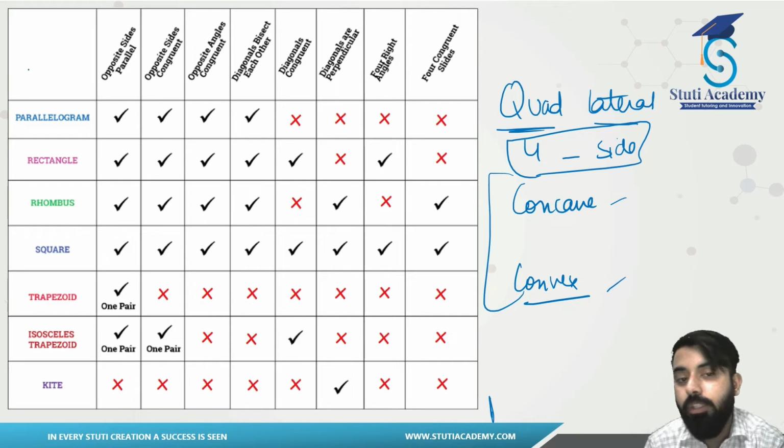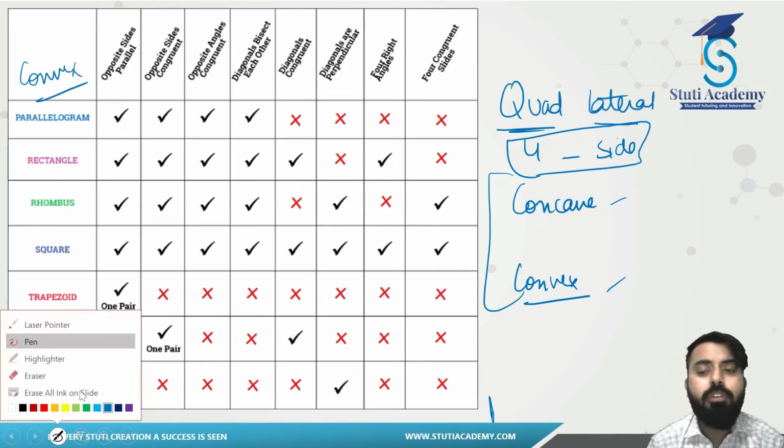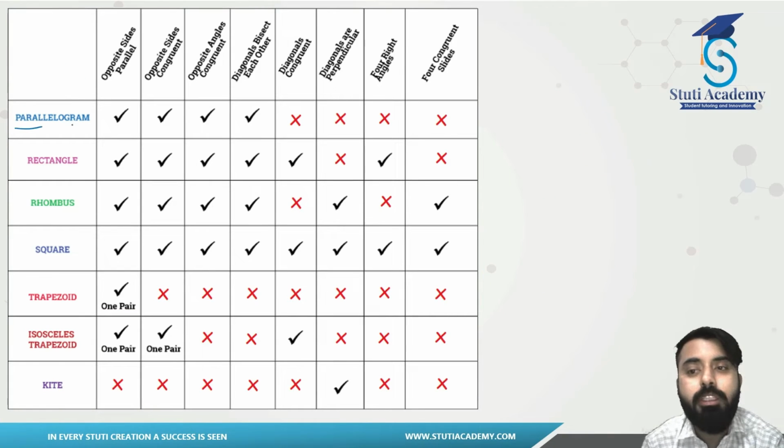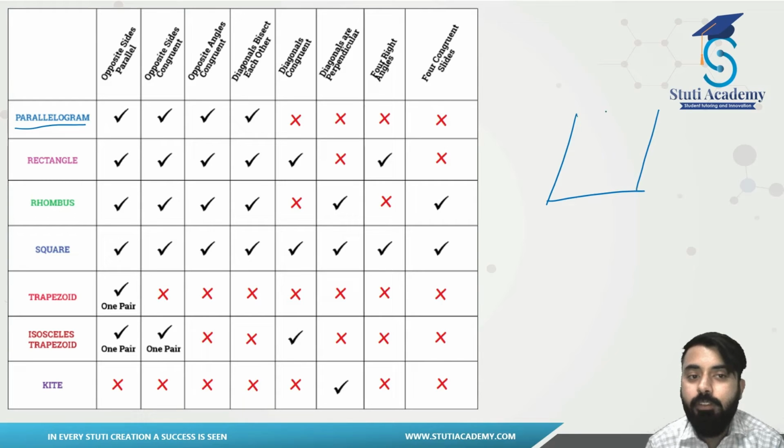And all these types are your convex quadrilaterals for that matter. So these are your types of convex quadrilaterals. With that, your very first convex quadrilateral is a parallelogram. The basic figure of a parallelogram is like this. You have four sides. Let's say ABCD is a parallelogram, right? So the name will be like this, parallelogram ABCD.